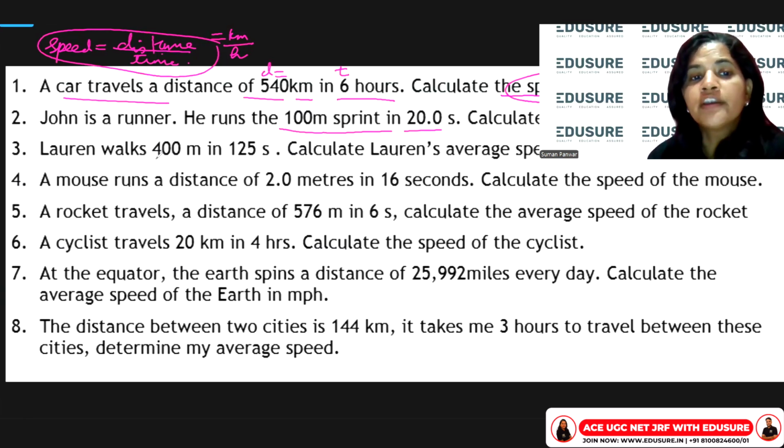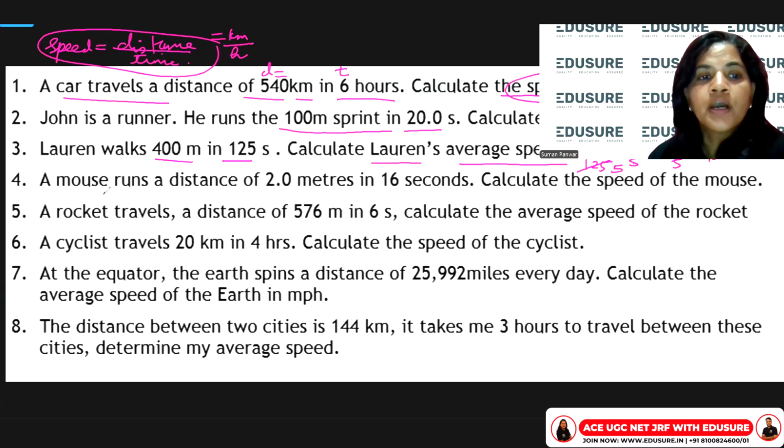Lauren walks 400 meters in 125 seconds. Calculate Lauren's average speed. So average speed is total distance divided by total time, which is 400 divided by 125 meters per second. Okay. So if you simplify, this is 25 times 16 over 25 times 5. So which is 16 upon 5 meters per second, which is nothing but 3.2 meters per second.